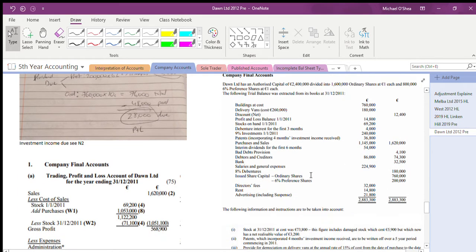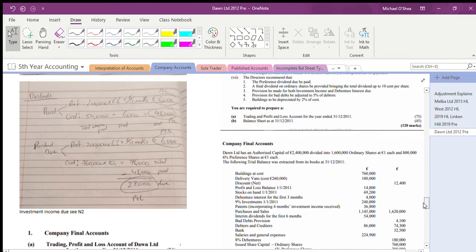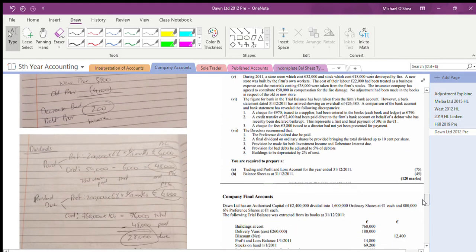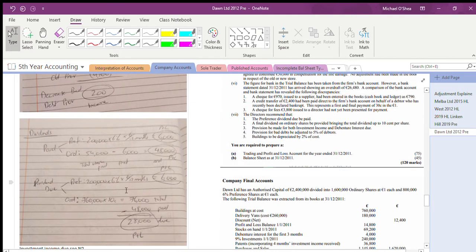I can see that there are 760,000 ordinary shares. If I'm paying that at 10 cents, therefore 10% of that is 76,000, which means the ordinary shareholders should receive 76,000 this year. They've already received 48,000, therefore they're due 28,000, which hasn't been paid yet, which is due.